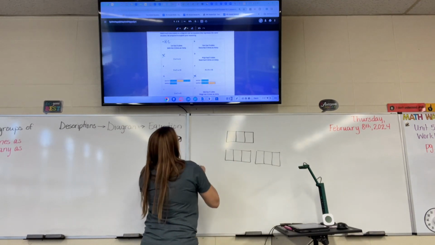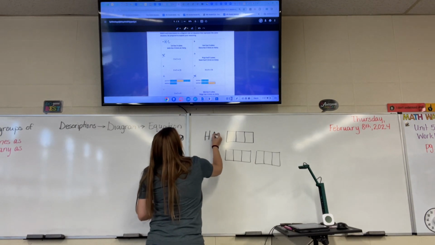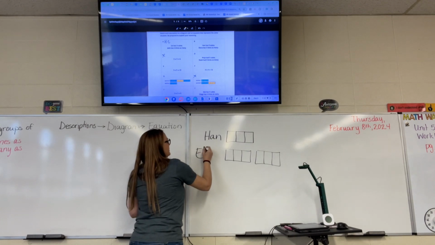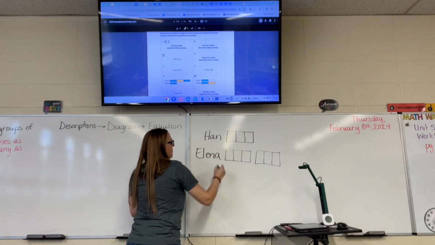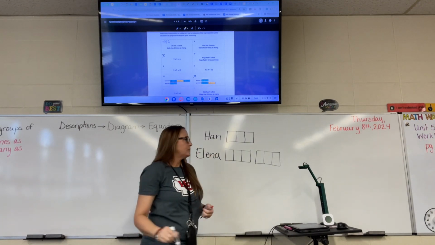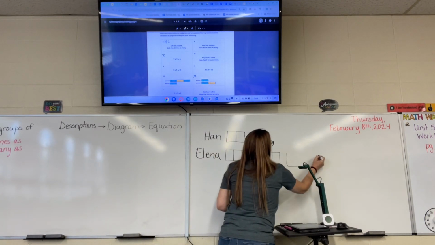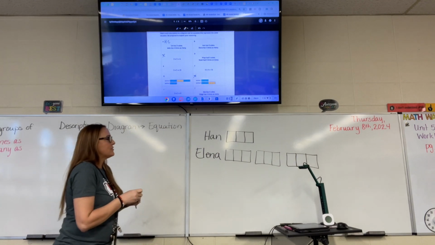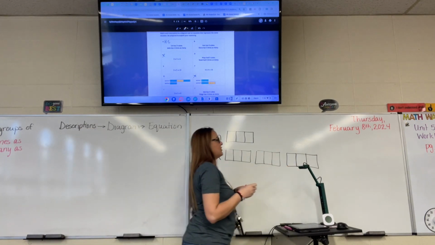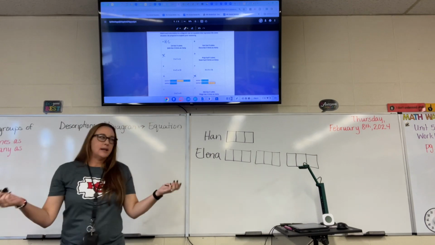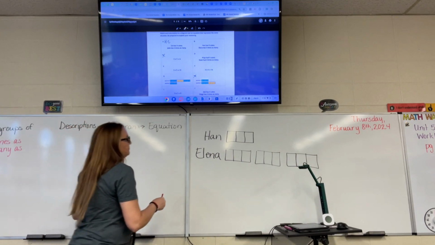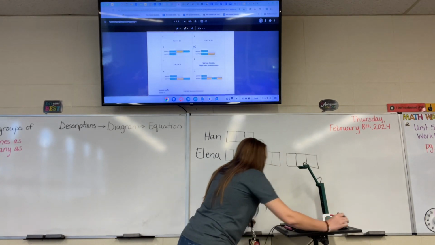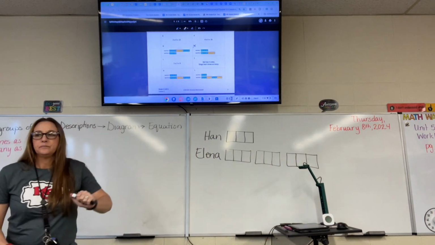So I'm going to change this to Han. And Elena has 3 times as many. So how many groups does Elena have? Shout it out. 3. I said groups, guys, not how many total blocks. So Elena has 3 groups of 3. So how many does Elena have? 9. Okay, so which diagram goes with this picture?